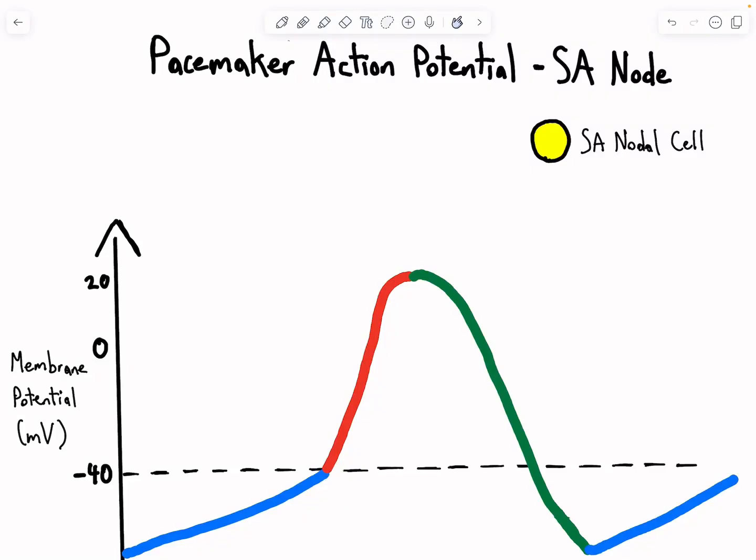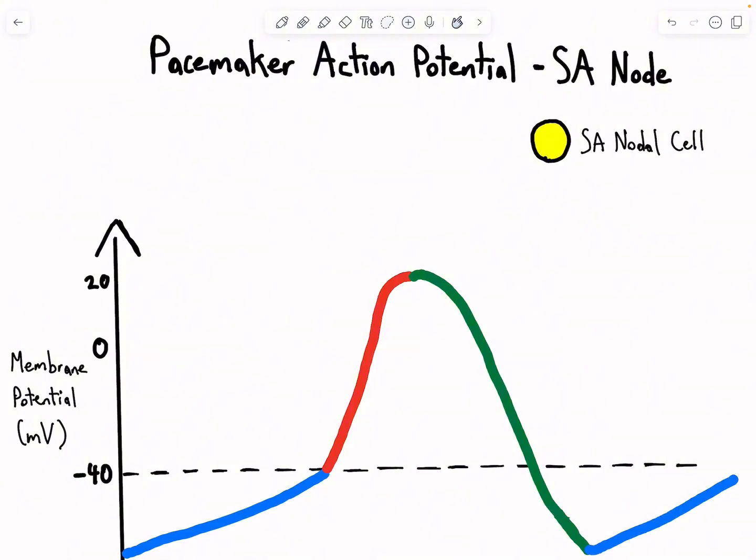Hi guys, welcome back. In part 1, we followed the conduction pathway through the heart, from the SA node to the AV node, down the His-Purkinje system, and into the ventricles. In this video, we're going to zoom in on the cells that start the entire process, the pacemaker cells of the SA node.